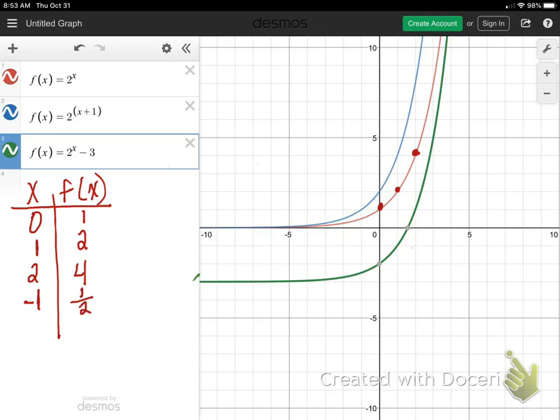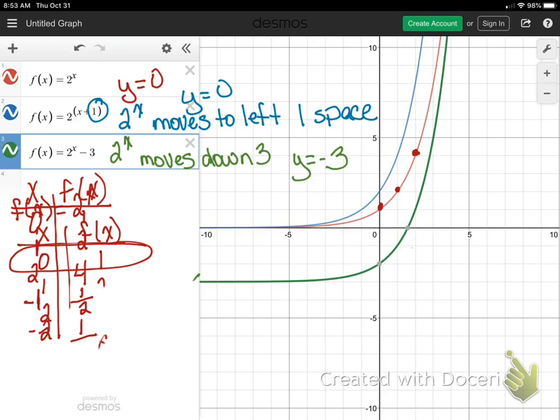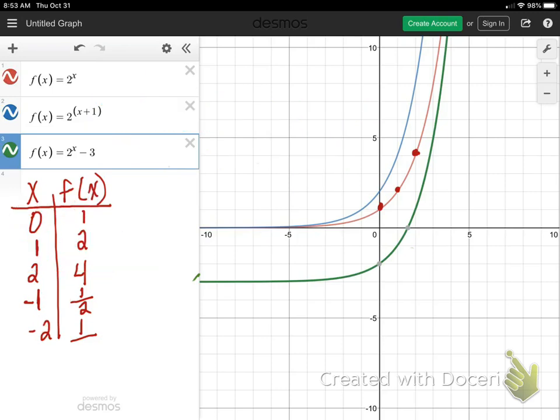Okay. What about 2 to the negative 2 power? Okay, here we go, 1/4. What about 2 to the negative 3rd? 1/8. Okay, so now I want us to talk about what's happening as we approach infinity with our negative numbers.